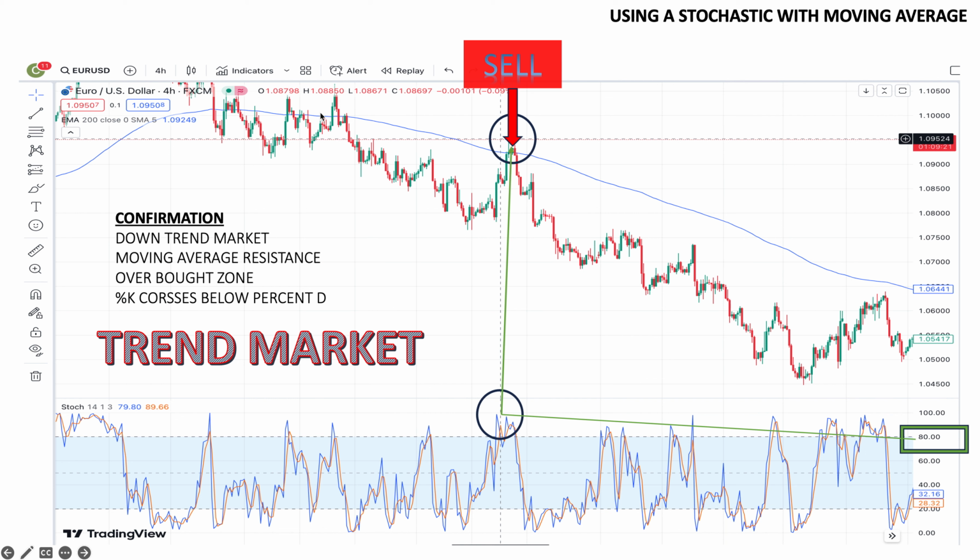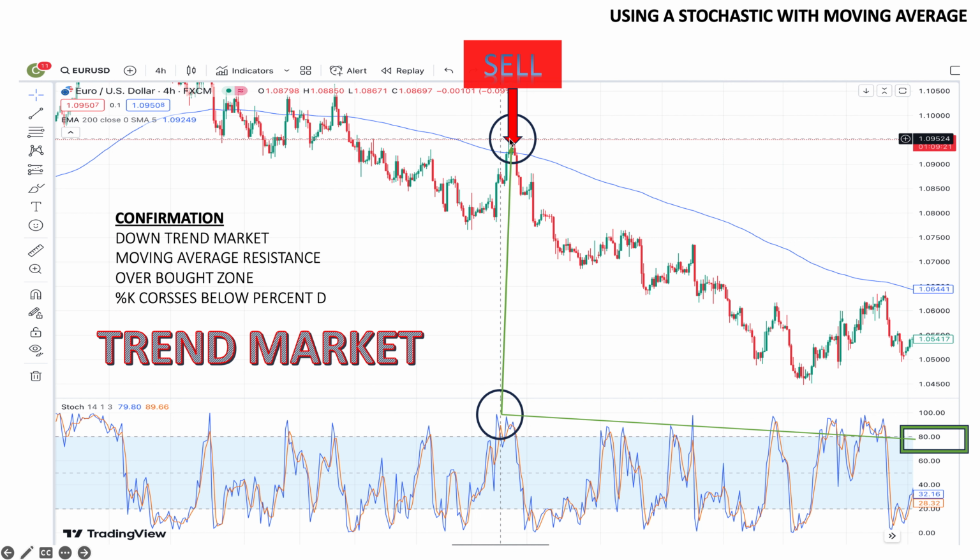So if we are in a downtrend, what would you be looking for? A sell. Now, why would you take the sell? You take the sell when it comes to the moving average and finds a resistance. What is a resistance? A resistance, it's a boundary, it's a barrier. It means you're pushing down on something. A support means you're lifting up on something.